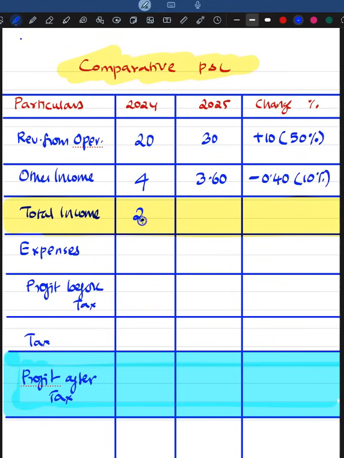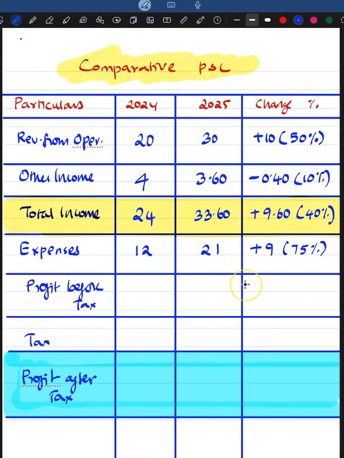So the overall income is 24 crore and 33.6 crore in 2025. So overall there is a growth. Between 24 to 25 the overall growth is 9.6 crore and it translates to 40% growth. On the expenses side, in 2024 it was 12 crore. In 25 it has increased to 21 crore. So there is an overall increase of 9 crore. It means expenses have increased by 75%.